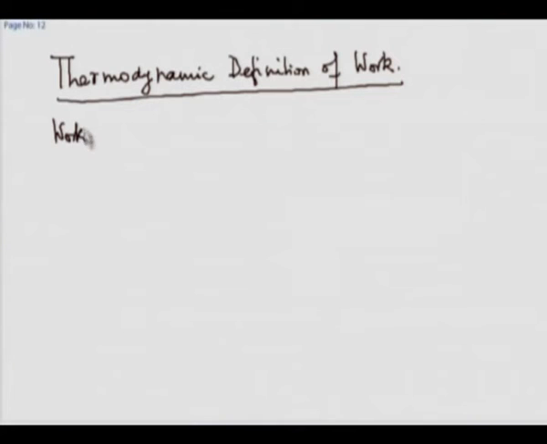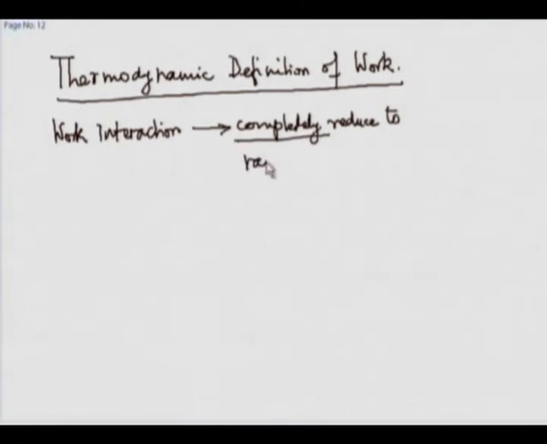So, the basic idea is, work interaction is something which can be completely reduced to raise of a weight. That means weight is nothing but mass in a gravitational field, and it is agreed that if I lift something, a mass in a gravitational field, I am doing work. So, anything which is completely reducible to that must be a work interaction.